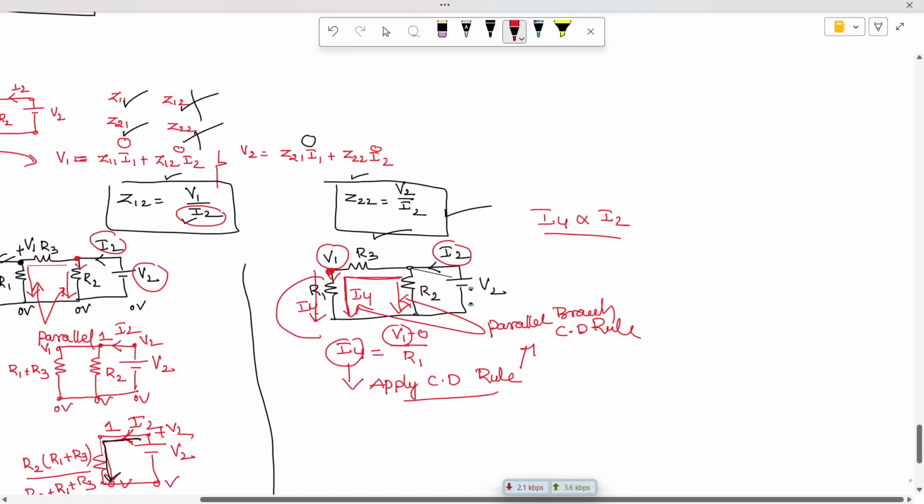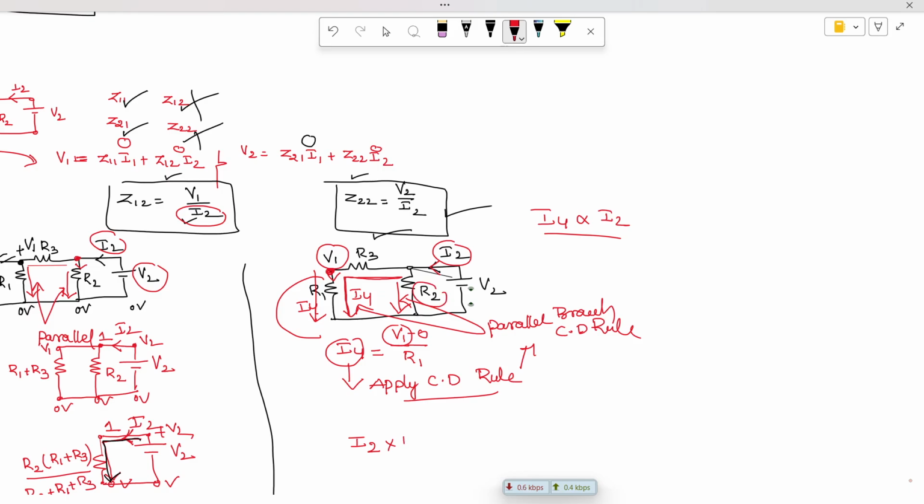So I4, I want the current in this branch. I4 current is nothing but the total current. What is the total branch current? Total current of the network is I2 into... So I want the current in this branch. What is the branch? This is the branch. I require the current I4. The branch which is in parallel to this I4 branch is R2.